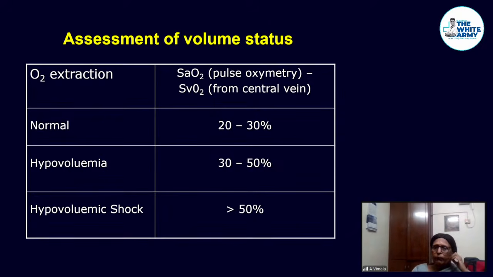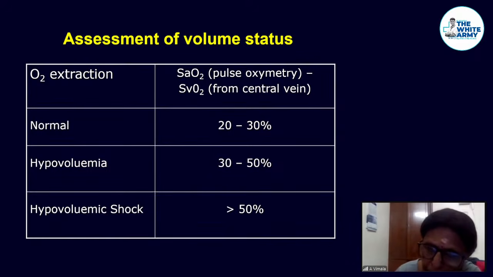Now, the volume status can also be assessed by looking at the oxygen extraction ratio. How do you look at the oxygen extraction? If you have a central vein, you measure the oxygen from the central vein and also the oxygen by oximetry. The normal value should be 20 to 30%. If there is hypovolemia, it should be 30 to 50% extraction. And in hypovolemic shock, it is more than 50%. So if the patient has a difference of more than 50% between the pulse oximetry and central mixed venous oxygen, it indicates severe hypovolemia and shock.